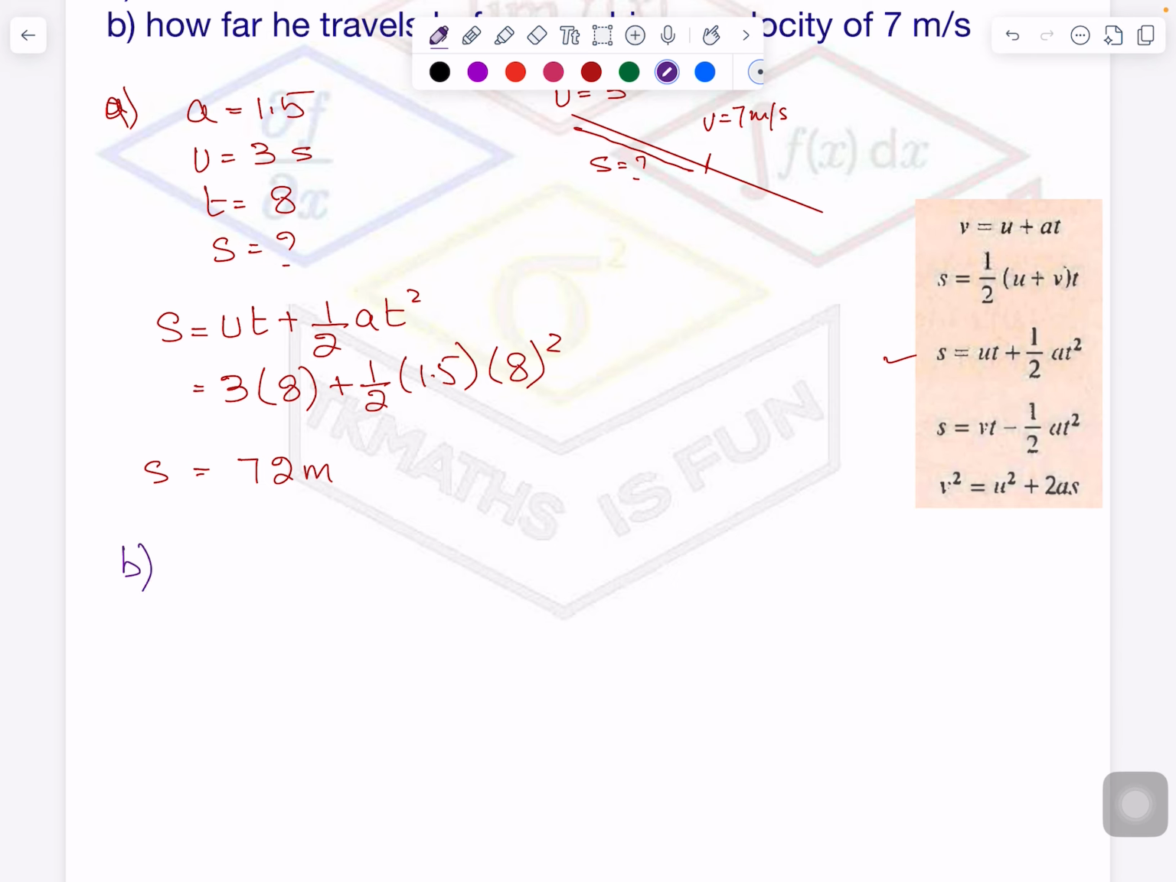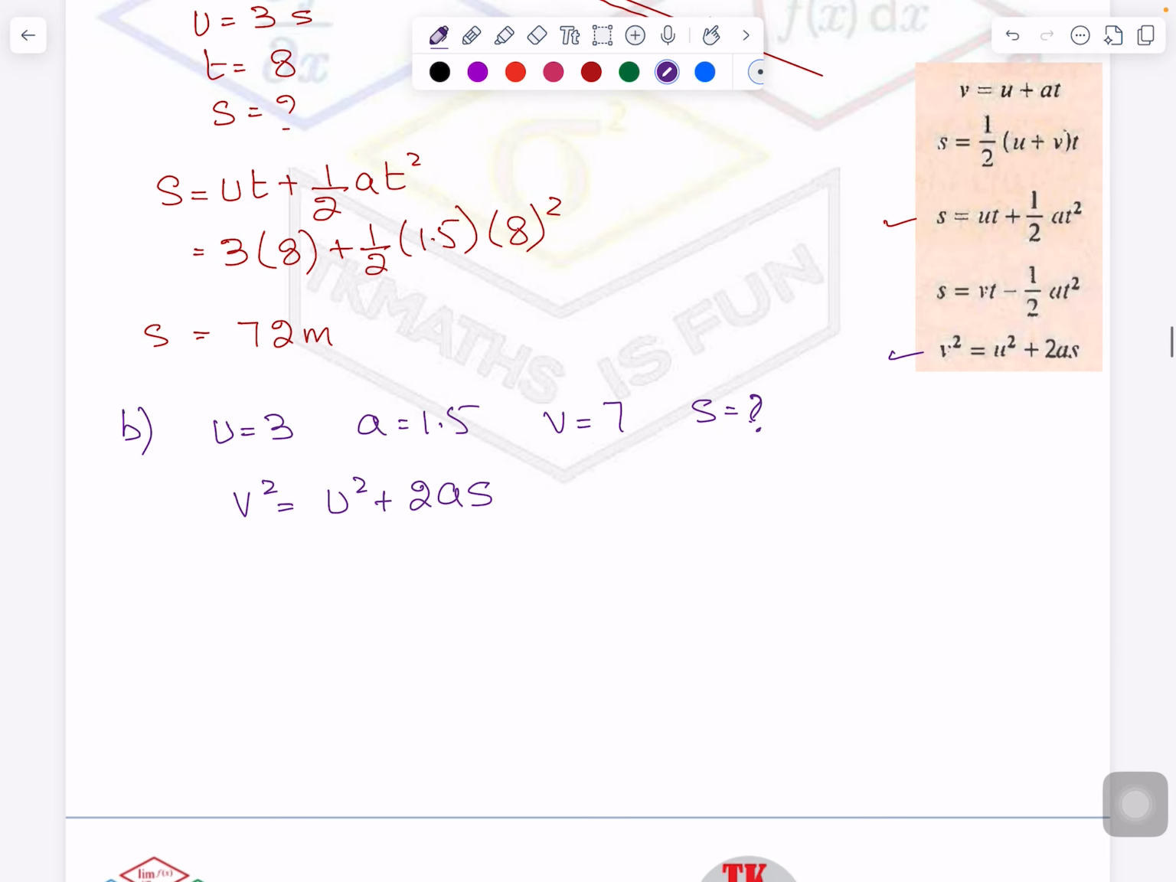For part B, I can say U is 3, same thing given to me. A is 1.5, given to me. Final velocity is also given to me. It would be 7, and this I have to calculate. So which equation should you use? Okay, this one. V square is equal to U square plus 2AS, right? After that, I think it is very simple. You just have to plug in the values.